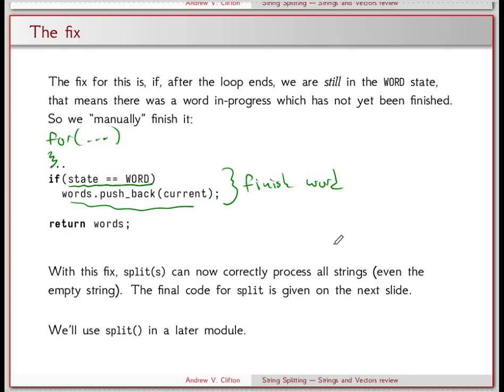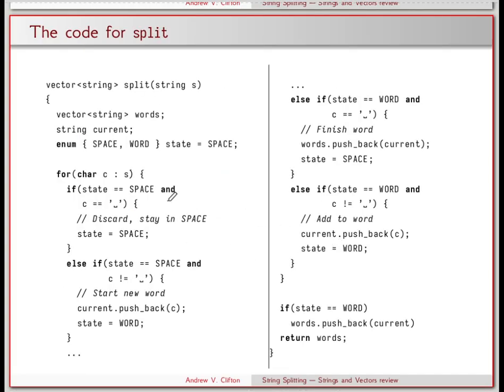So the final code for this, including the fix, which I'll add here. The fix we had to add was that when we finish a word, we also clear the current word. So current dot clear. Obviously, you want to do that after you add the current word to the vector. You don't want to add an empty word onto the vector. This is the final state of our function. We'll come back to this.